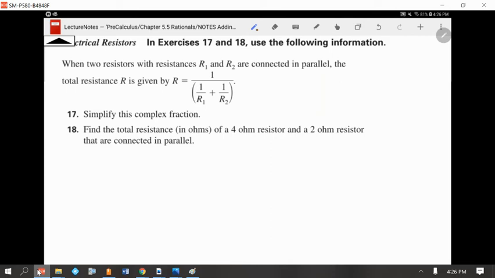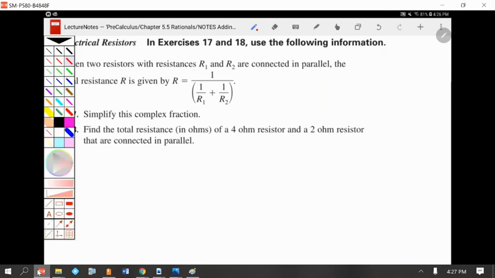That's complicated stuff. Notice number 17, they want you to simplify this complex fraction. I also picked this one because we haven't done complex fractions yet. A complex fraction is when you have fractions inside a fraction. Doesn't that sound great?